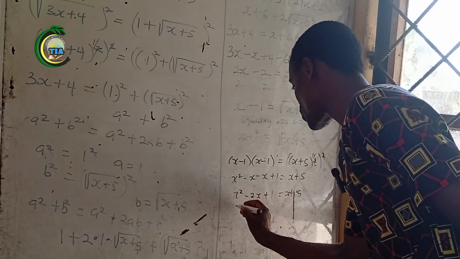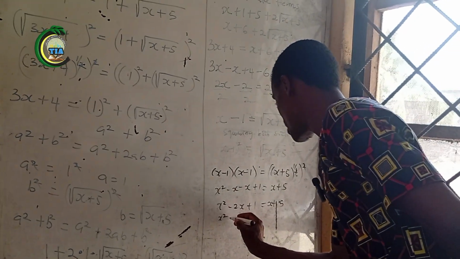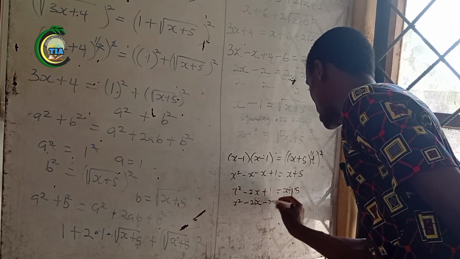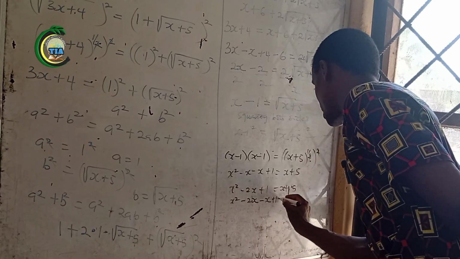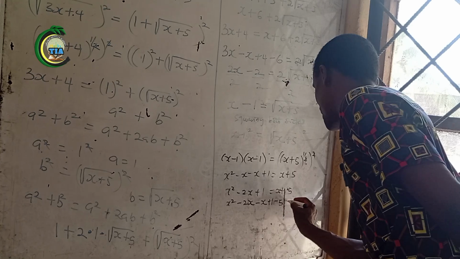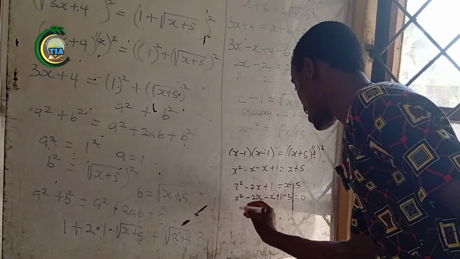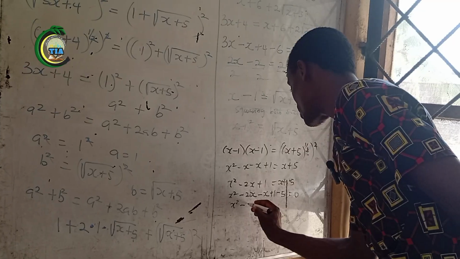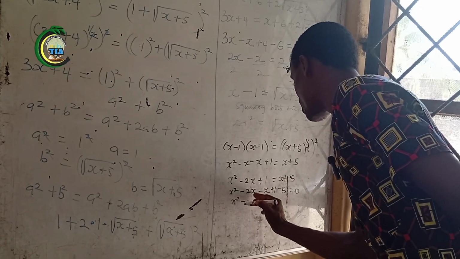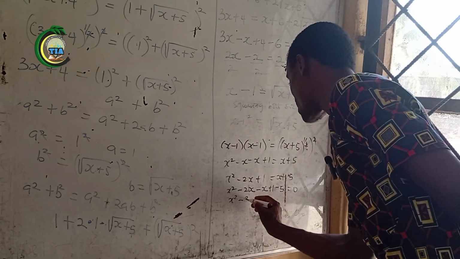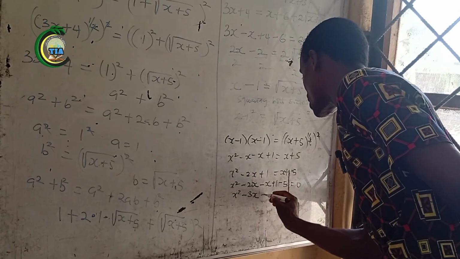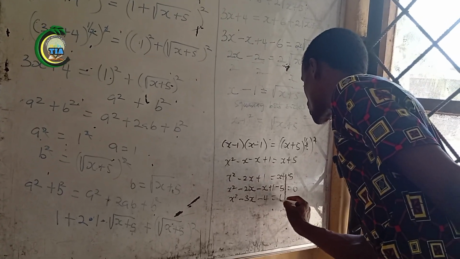Then at this point we have x squared minus 2x plus 1 is equal to x plus 5. Then we have x squared minus 2x, then minus x, plus 1 minus 5 is equal to 0. So we now have x squared minus 2 minus this is going to give us minus 3x. Then 1 minus 5 is going to give us minus 4 is equal to 0.